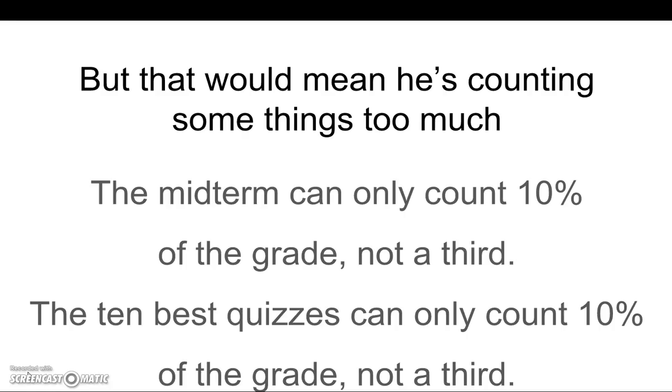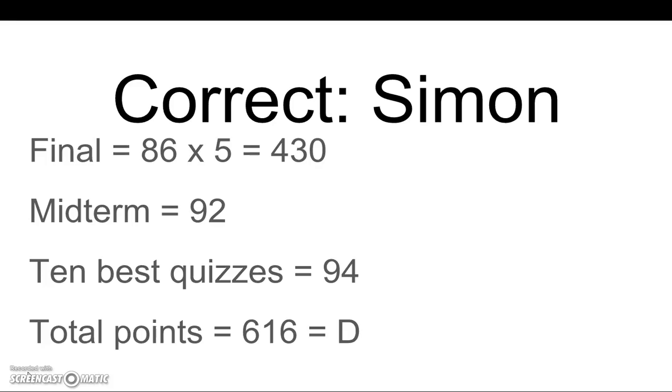No, Simon. That would mean he's counting some things too much. The midterm can only count 10% of the grade, not a third. The 10 best quizzes can only count 10% of the grade, not a third. Here's the correct calculations for Simon. He can count the final exam 5 times for 430 points, but he only gets 92 for the midterm, 94 for the 10 best quizzes. He's only earned 616 points for the semester. He's lucky to pass with a D.